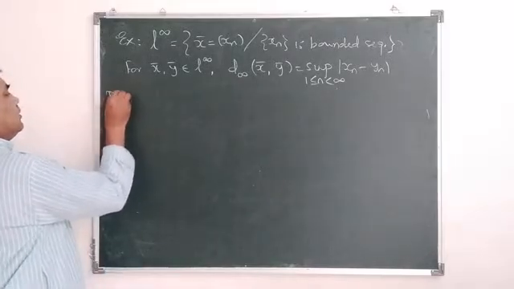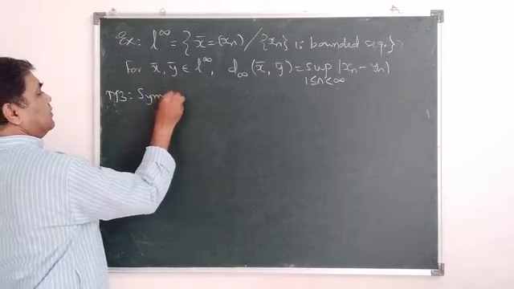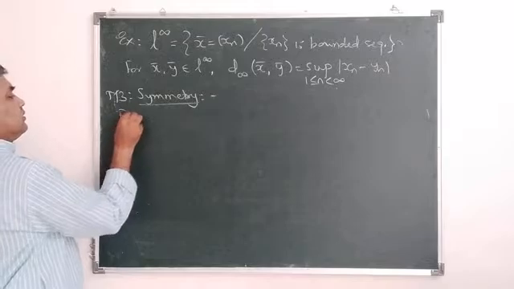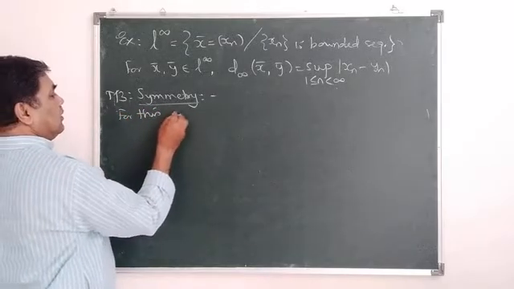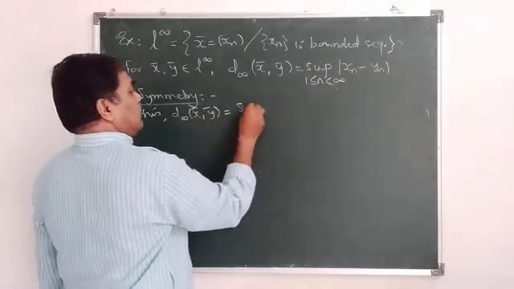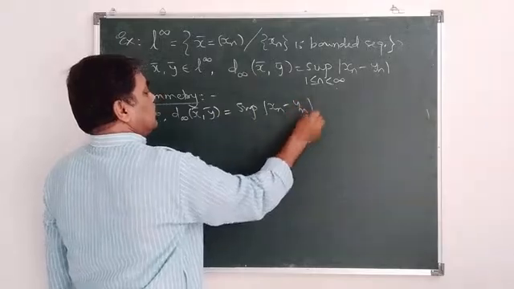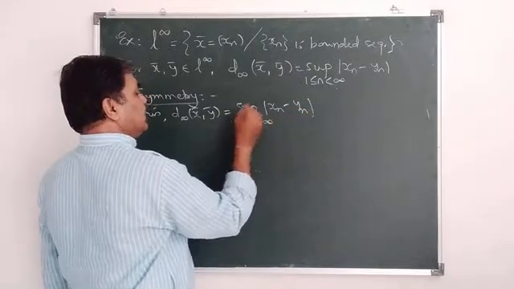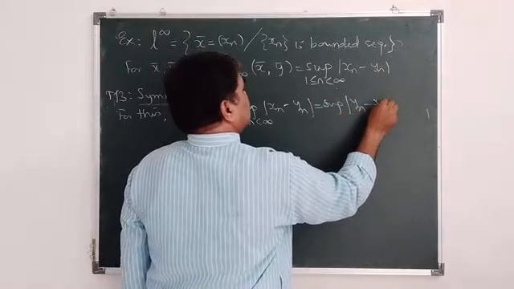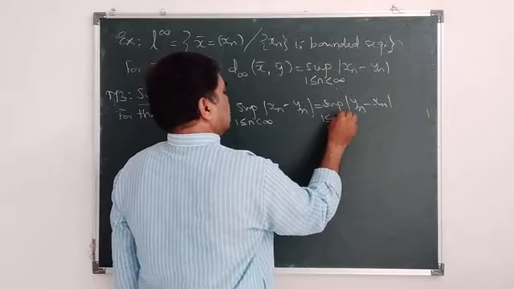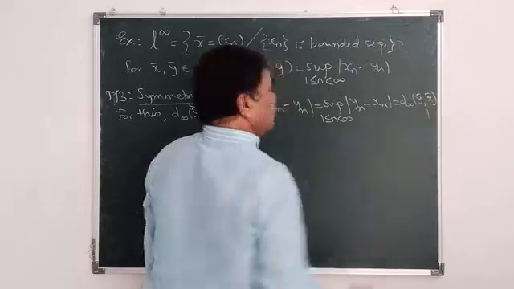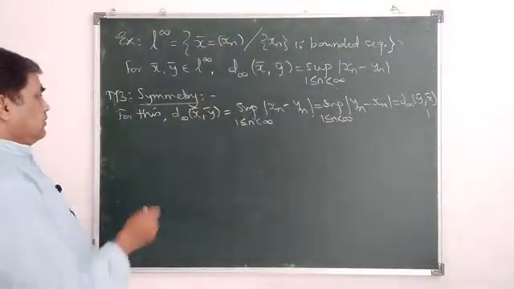Now, we have to verify M3, that is the symmetry axiom. So for this, D infinity of x bar y bar is nothing but supremum of mod of xn minus yn, n varies from 1 to infinity, and this is equal to supremum of mod yn minus xn, because xn yn are real numbers, and this is nothing but D infinity of y bar x bar by definition of D infinity metric function.